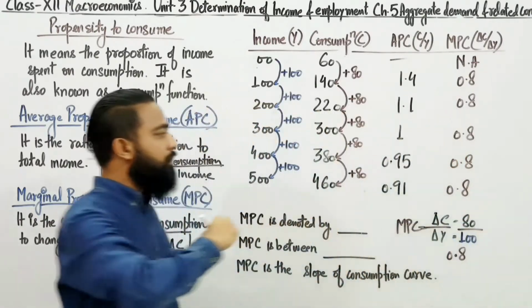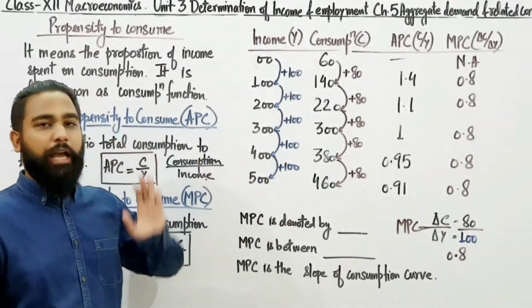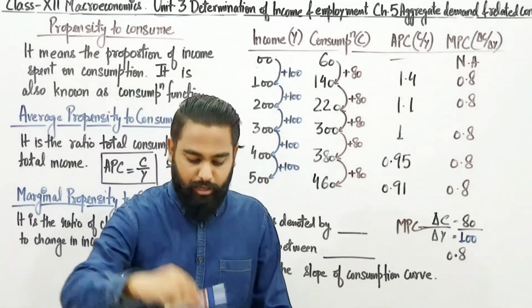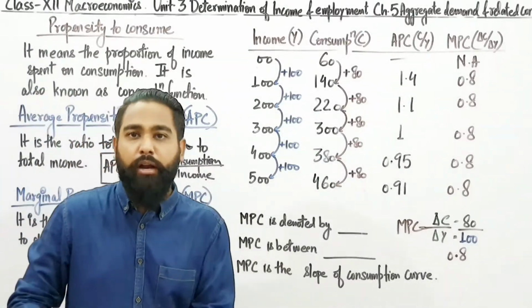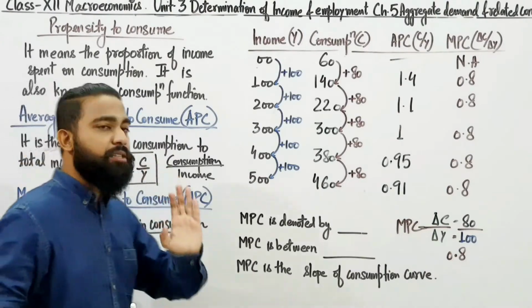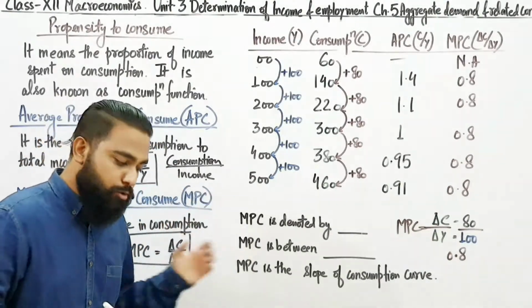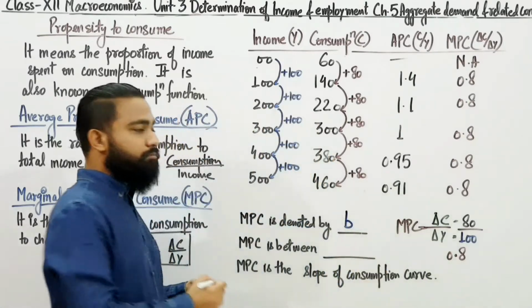Fine. So the value of MPC is 0.8. That's how you are going to calculate the value of MPC. Now students, there are a few questions which could be asked in your MCQs or 1-mark question. The first question is, MPC is denoted by, students, MPC is denoted by small b.